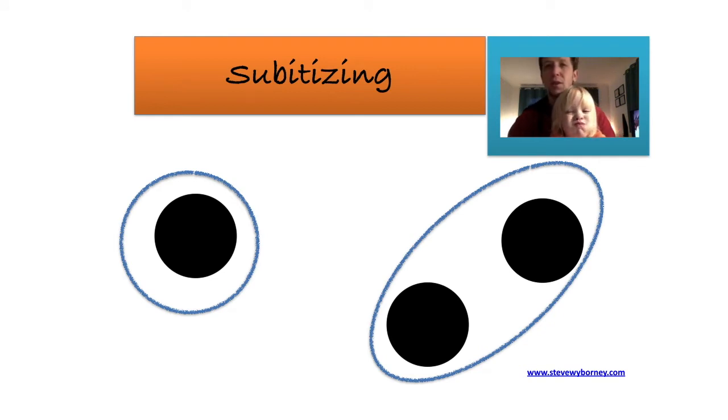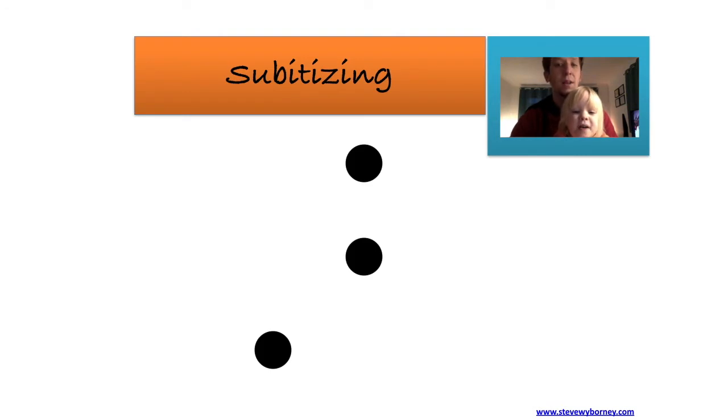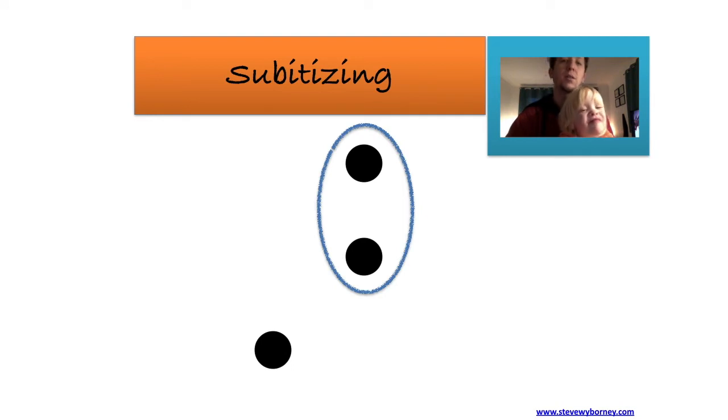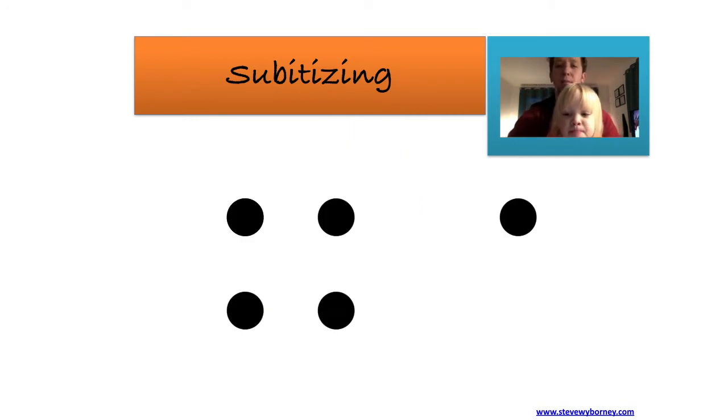Let's have a look at some others and see if we can work out what these numbers are. Are you ready? How many are there? 3. 3 again. Oh, look. It's another group of 2 and 1 more. And 1 more than 2 makes? 3. Good girl.